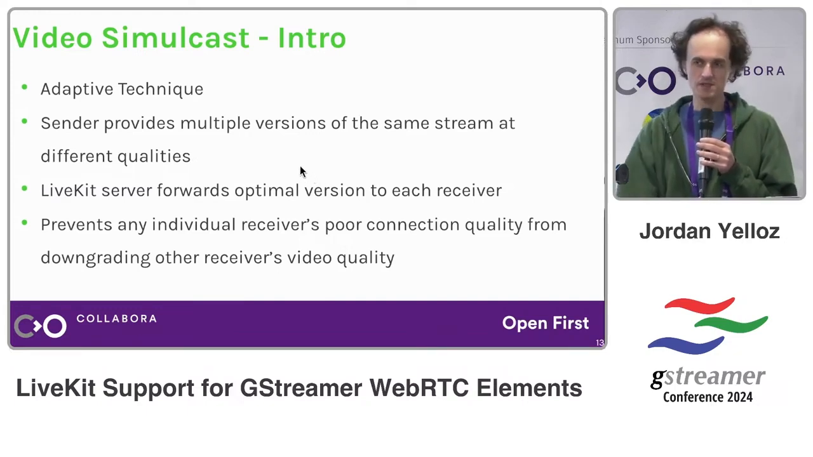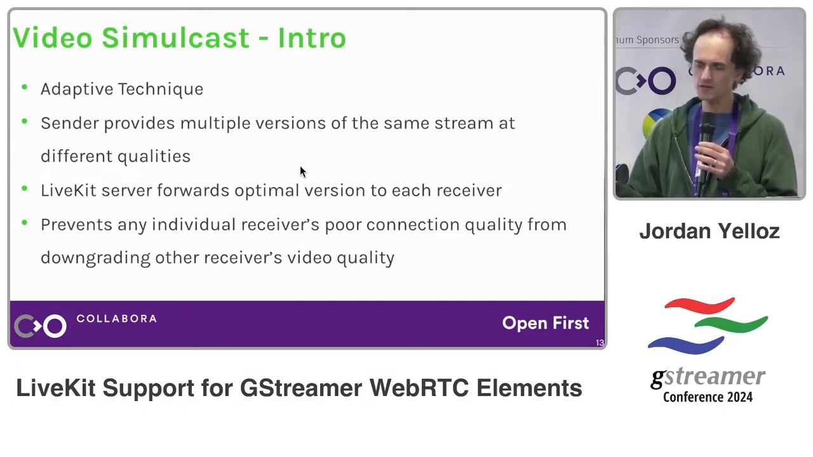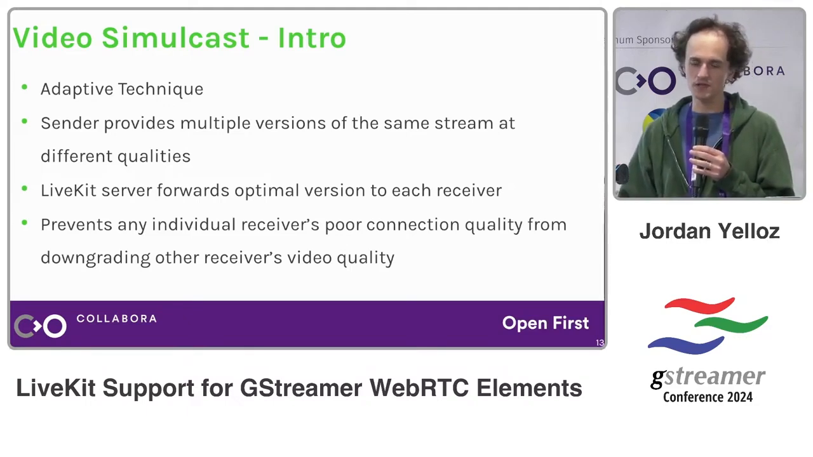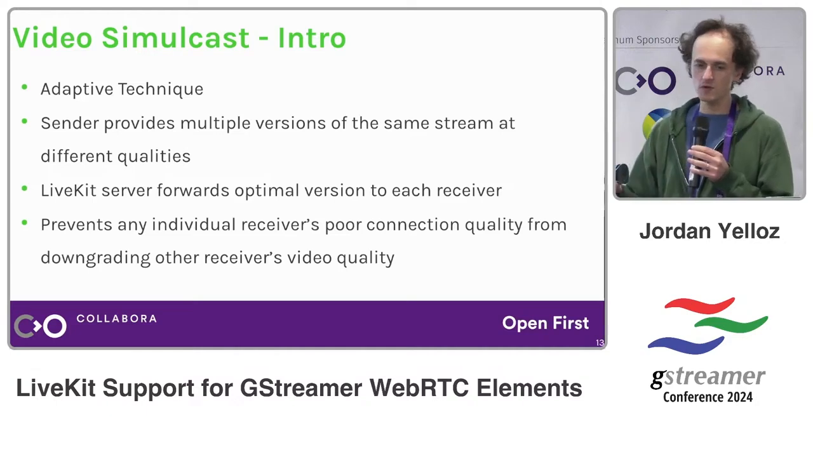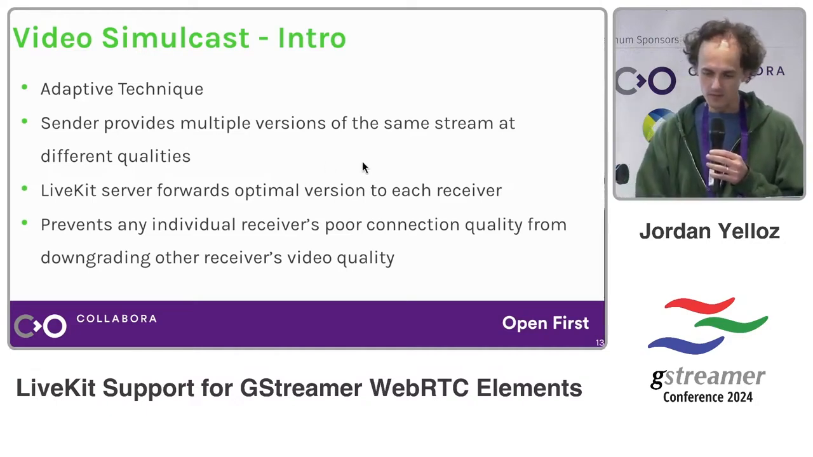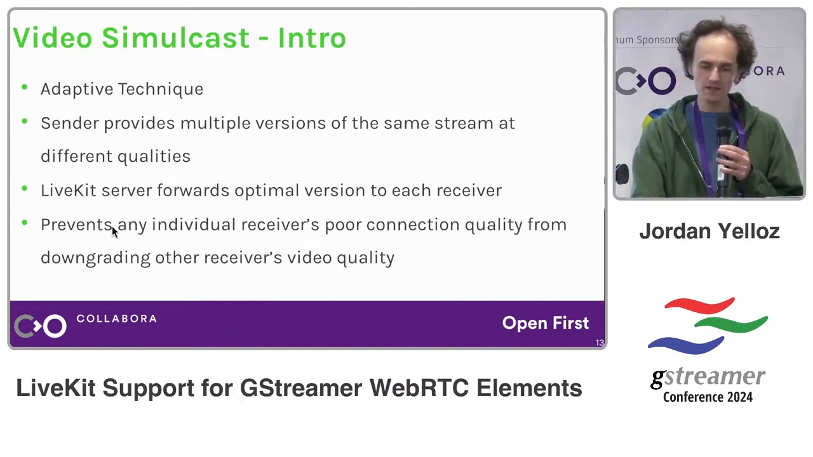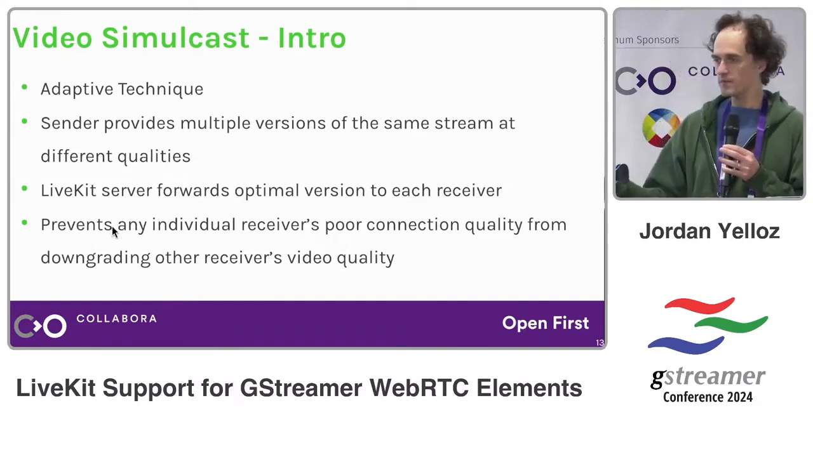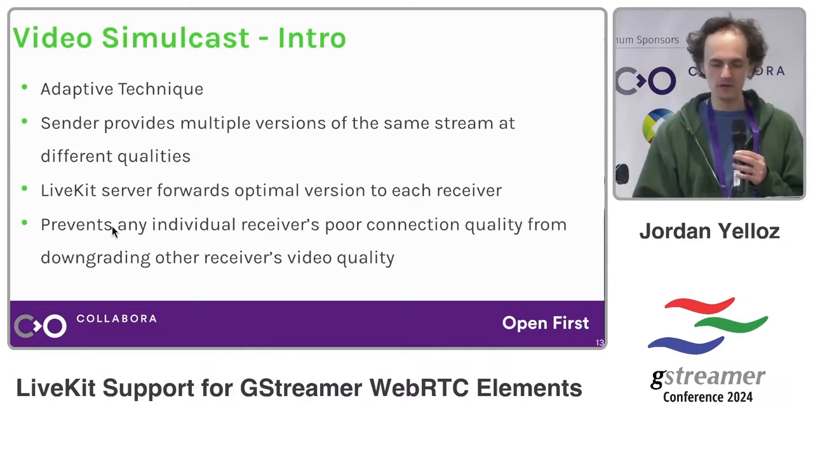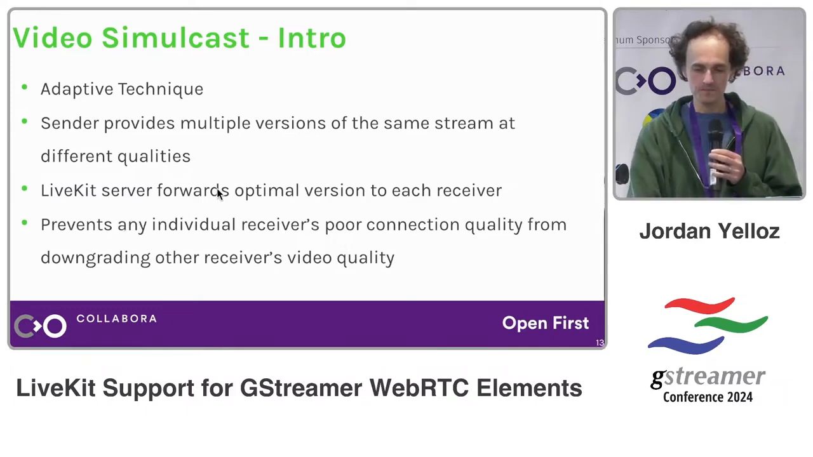So what happens is the LiveKit server decides for each client that's receiving these streams which one is the best one for them to get, based on the connection quality and the preferences of each client. So they can receive the big one, the small one, or the medium one, depending on conditions. The ultimate thing that this does is that any one bad client can't ruin the connection quality of all the other clients. So yeah, that's basically what it does.